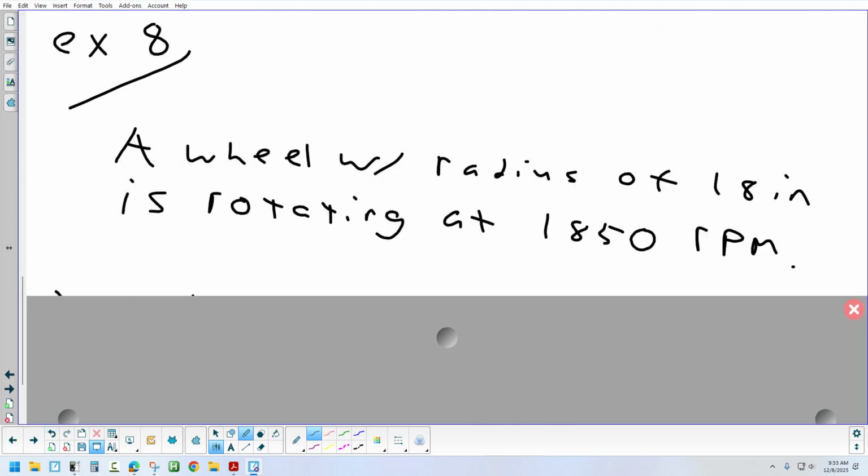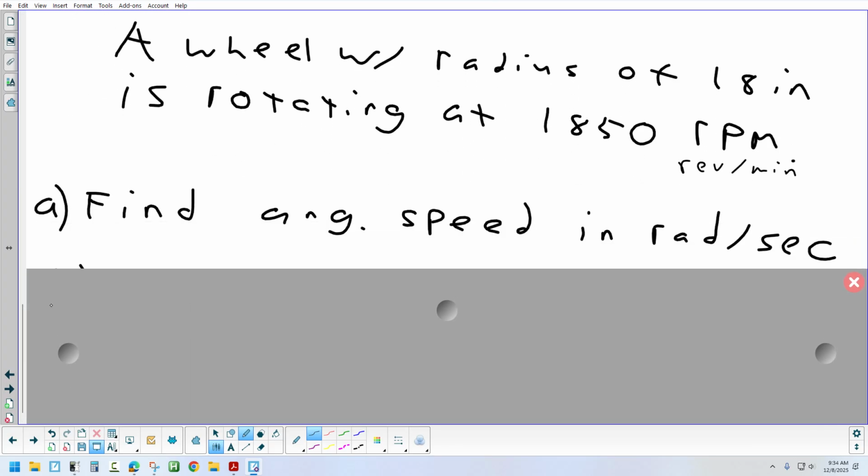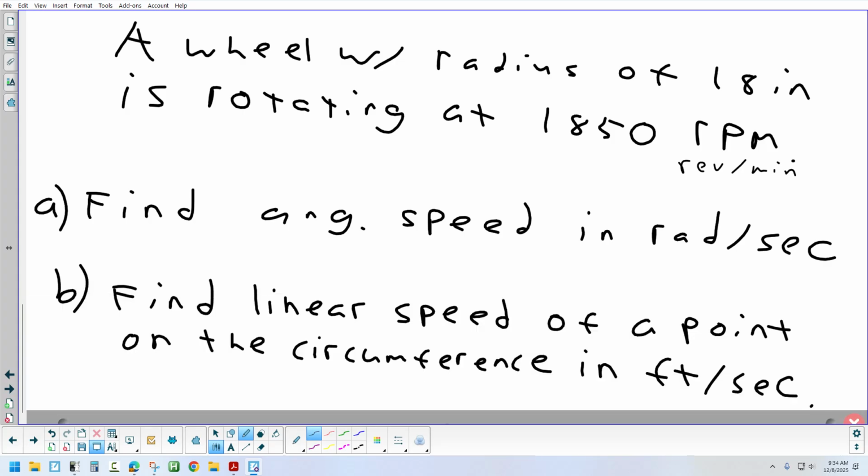So it says that we have a wheel with a radius of 18 inches rotating at 1,850 RPM. I did use a 3-letter abbreviation there. If you weren't sure what RPM stood for, I would tell you. That stands for revolutions per minute. All right, so part A, find the angular speed of the wheel in radians per second.